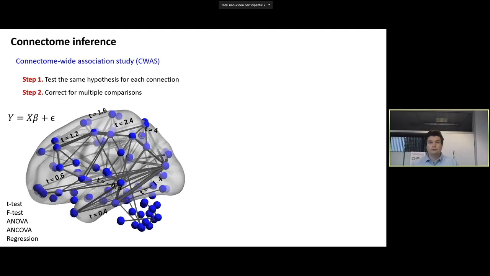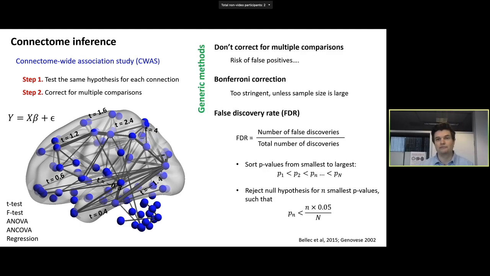What we would want to do here, if we're specifically looking at connectome inference, we can go down the path of connectome-wide association study, or CWAS. This involves testing our model, so this could be a t-test, F-test, whatever the particular model is, independently at every connection in our connectome. And so every connection is endowed with a t-statistic and an uncorrected p-value. The challenge then is dealing with the massive multiple comparison problem across the family of edges.